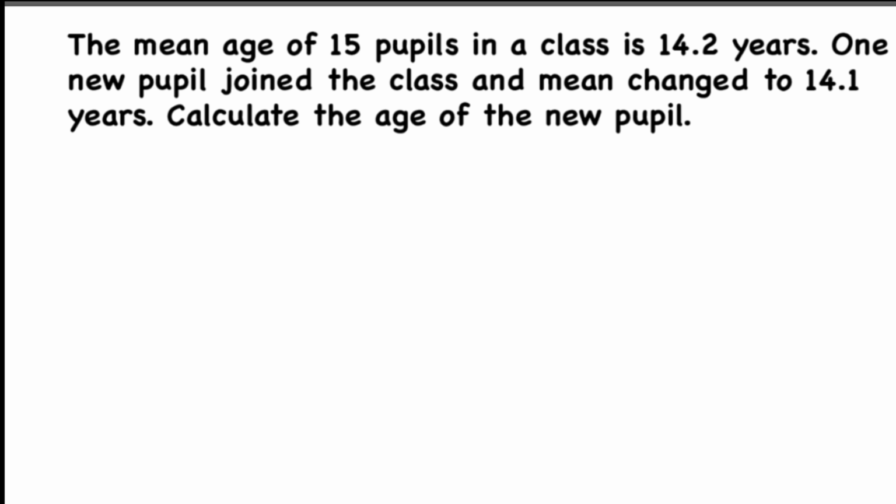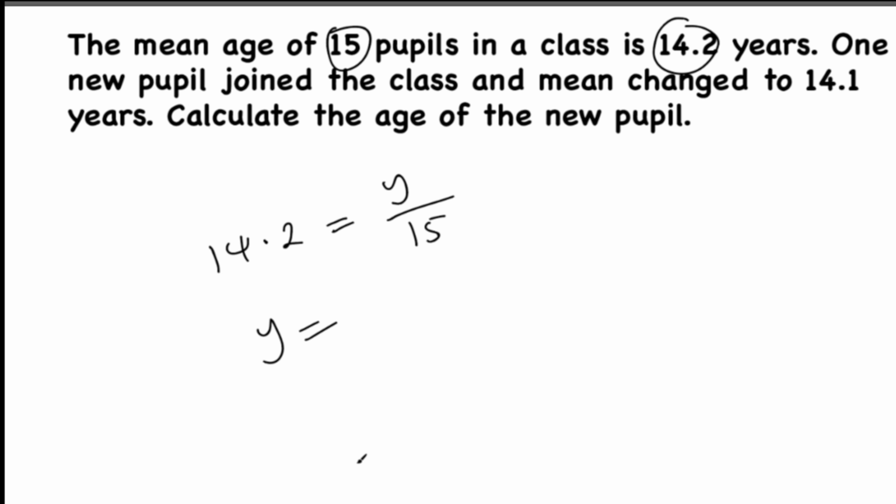Let's continue. It says the mean age of 50 pupils in a class is 14.2 years. One new pupil joined the class and the mean changed to 14.1 years. Calculate the age of the new student. Okay, before the new student joined the class, they had the mean of 14.2, which is equals to y here over 50. You remember the formula, right? Because 50 is the number of students in that class. This is the mean, but each of the ages that make up the summation, which we are using y to represent, we are not aware of it. So y is equals to 14.2 multiplied by 50.